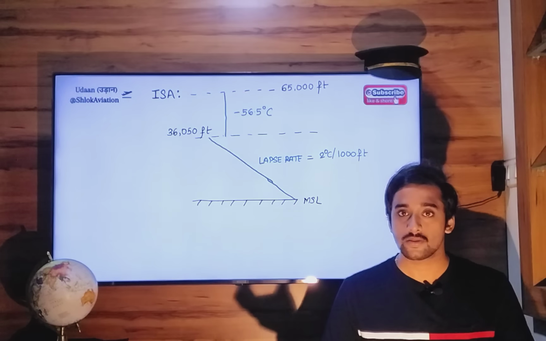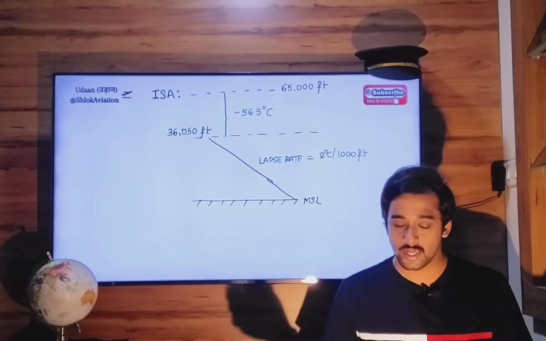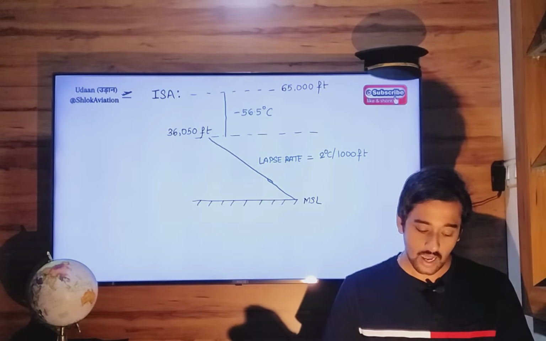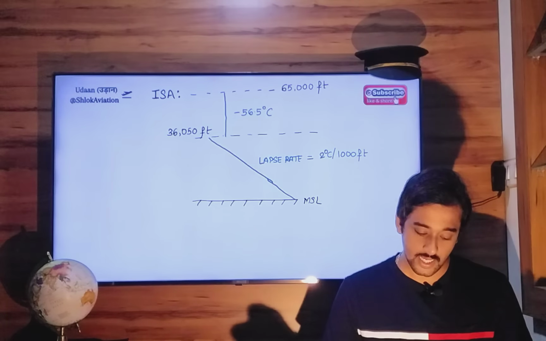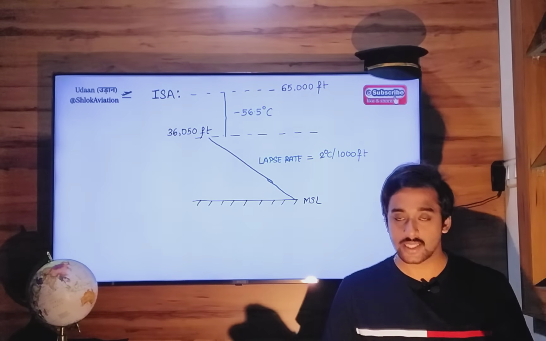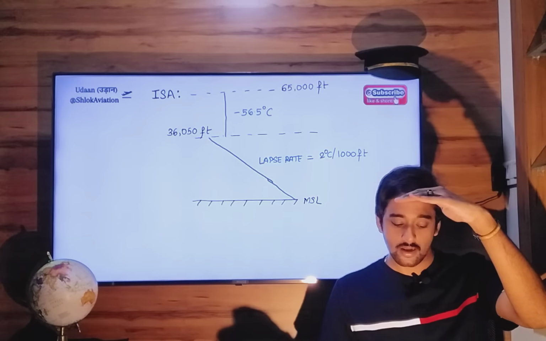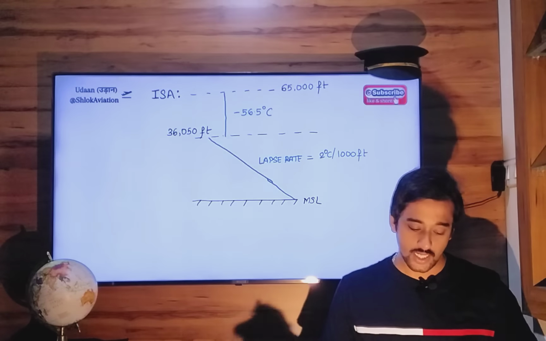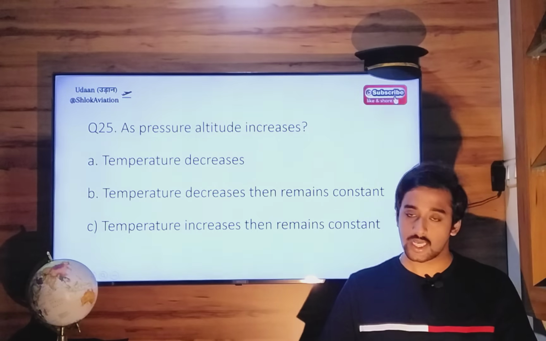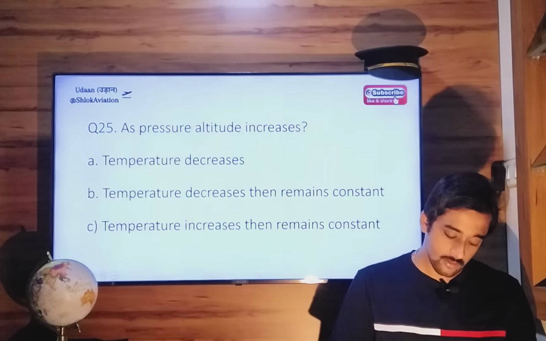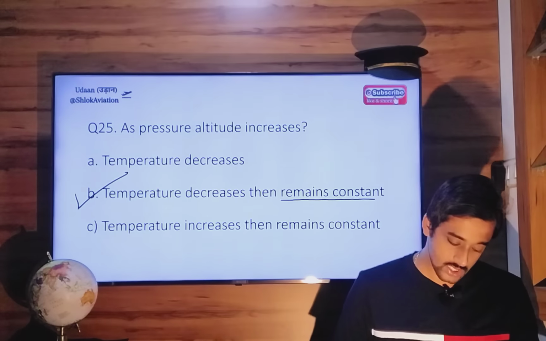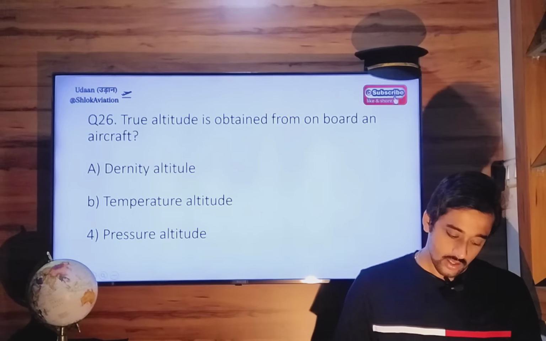In the mesosphere, stratosphere, it starts decreasing. Mesosphere again, it starts increasing. So this is the ISA property, ISA characteristic. Temperature starts decreasing from mean sea level up to 36,000 feet. From 36,000 feet to 65,000 feet approximately, it remains constant at minus 56.5 degrees Celsius. So the correct answer here is option Bravo. Temperature decreases, then remains constant.